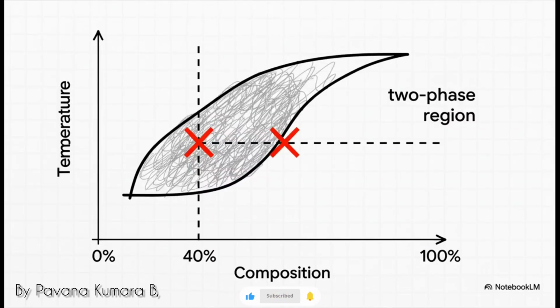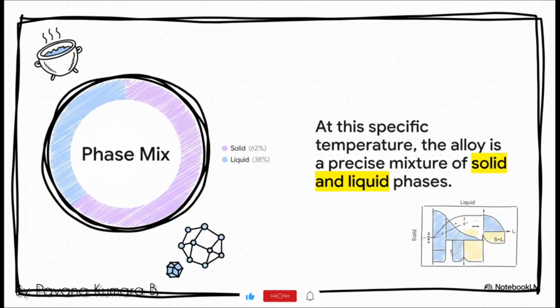Let's make this real. Imagine we have an alloy that's 40% metal B and 60% metal A. We cool it down to a temperature that's right in the middle of that two-phase region. So we draw our tie line and we use the lever rule. And there it is, a precise answer. At this specific temperature and composition, the alloy is exactly 62% solid crystals and 38% liquid metal. That abstract map just gave us a concrete, quantitative result. This is how engineers can precisely predict an alloy's behavior.